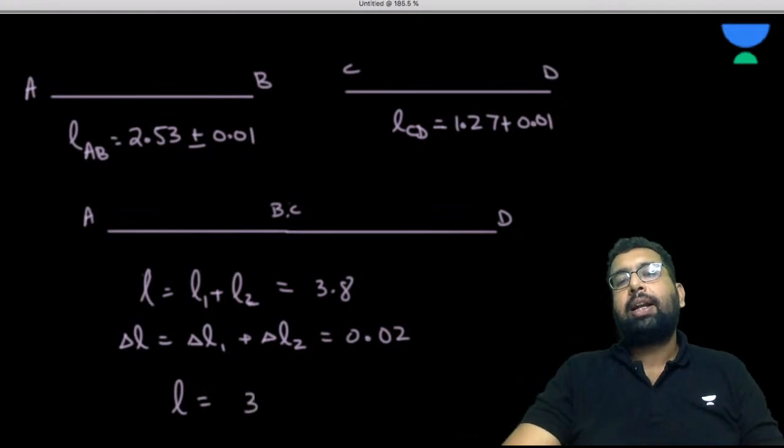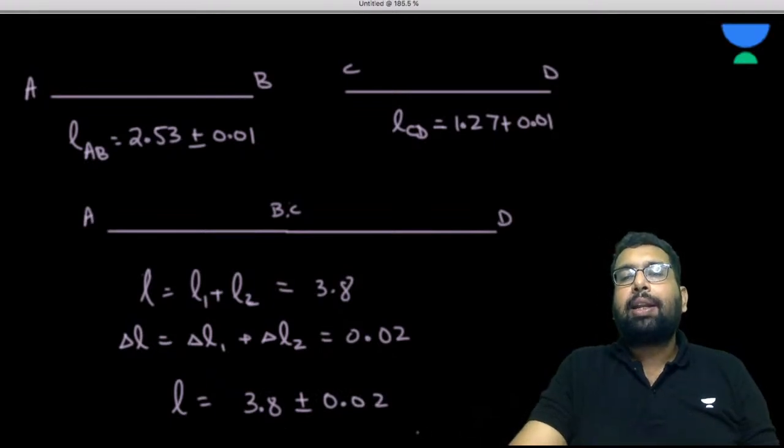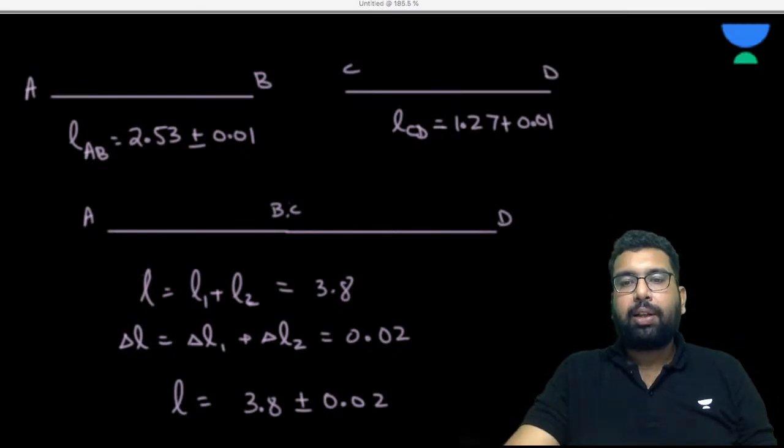We must write it like this: 3.8 plus minus 0.0. Right? Okay, I hope it is clear to everyone.